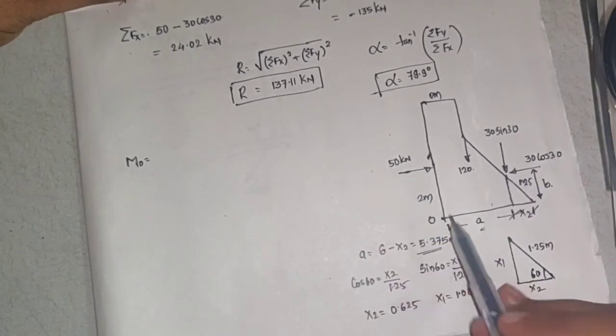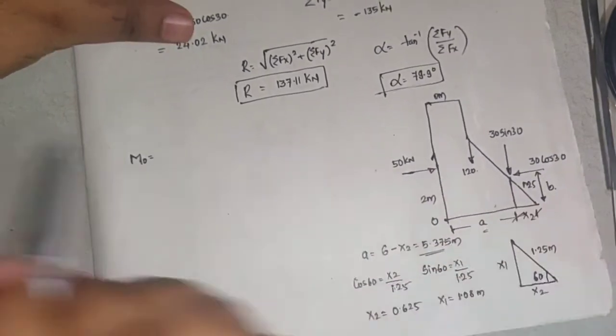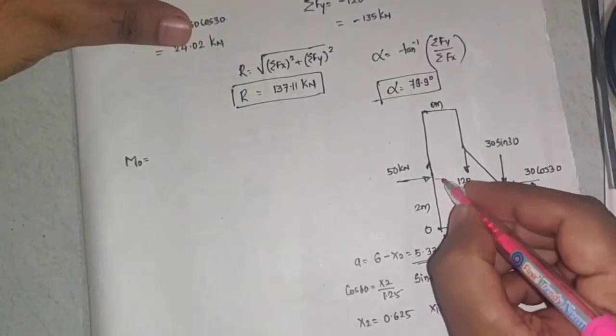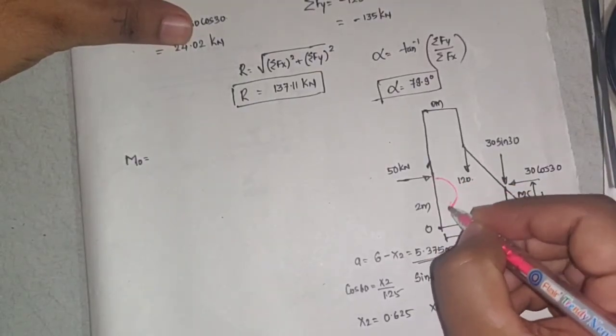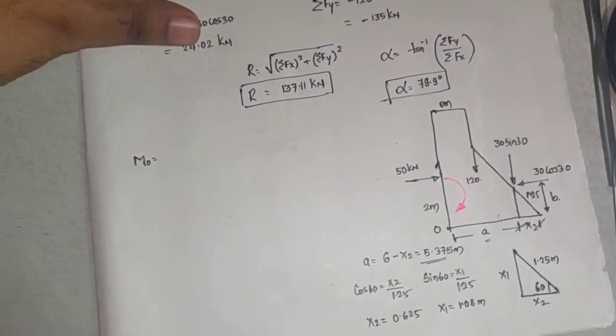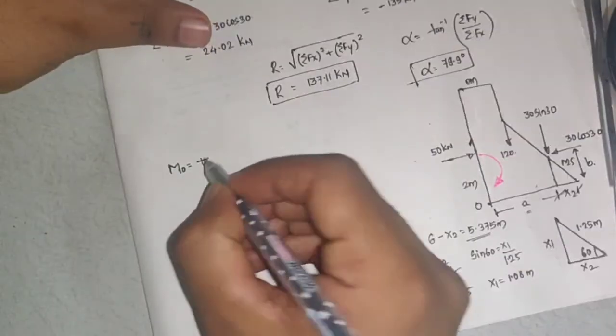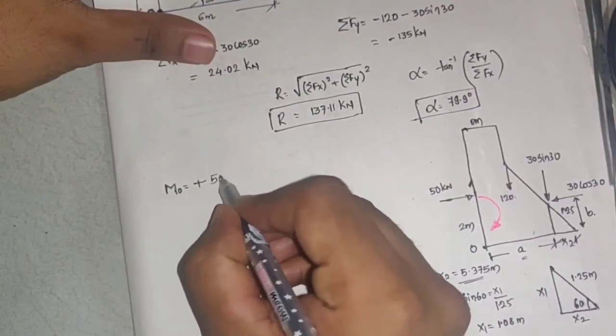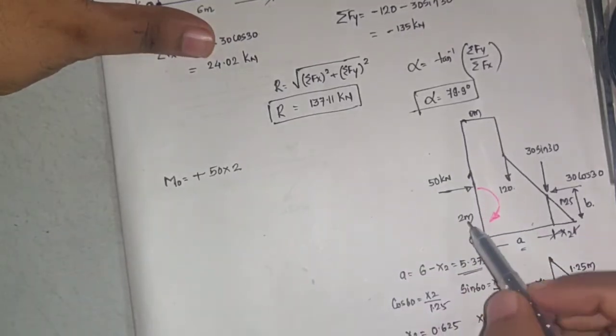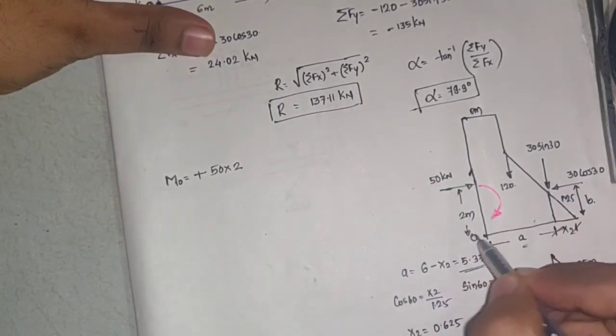Now I'll go on writing moment. So how will 50 kilonewton rotate about O? 50 kilonewton will rotate like this, clockwise. So I'll write this as plus 50 into perpendicular distance. Perpendicular distance is 2 meters.